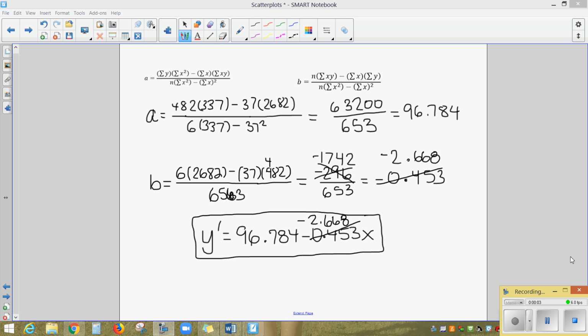So it doesn't take me very long to find it. Once I shut the video down and I was waiting for it to process, I typed things back into my computer and something went haywire right here in this step for me. So instead of negative 296, it should be negative 1742, which makes the slope 2.668. Negative, of course.